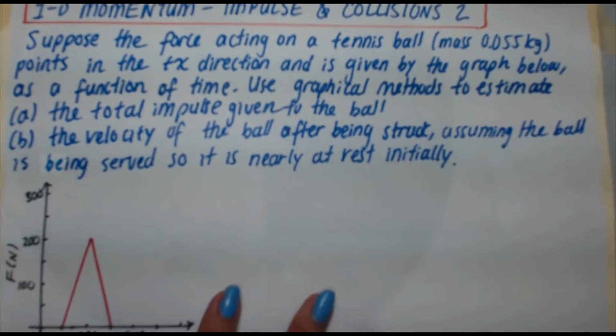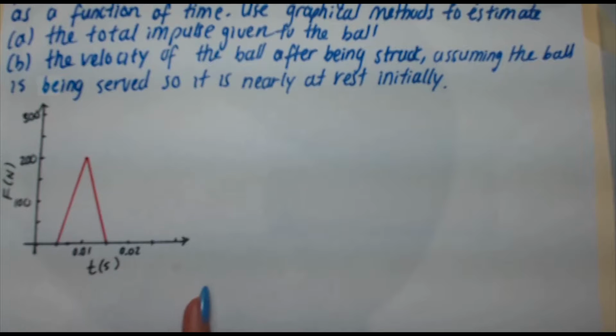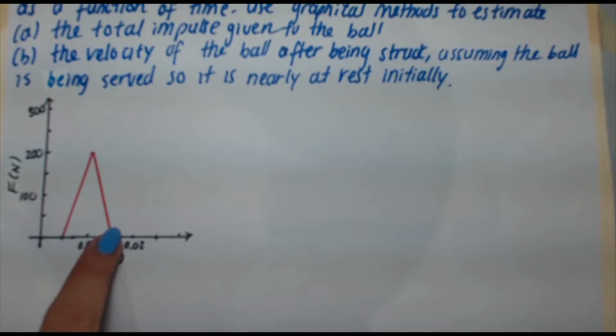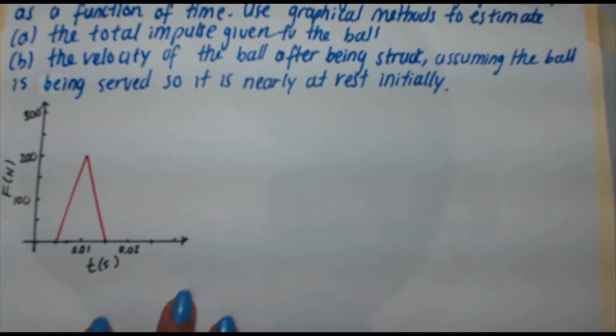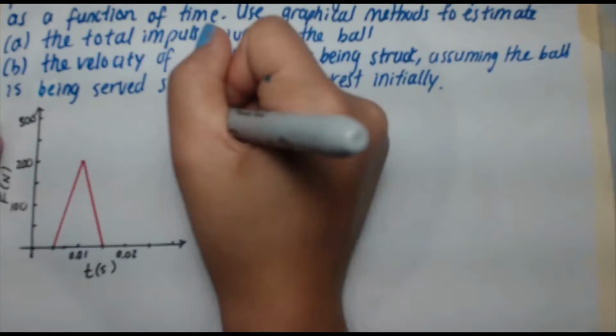So here's the graph we're given in this problem. We've got force in newtons on the y-axis, time in seconds on the x-axis, and what you've got here is the impulse given to the ball, right? You've got this triangular shape. For part A, we're asked to find the total impulse given to the ball.